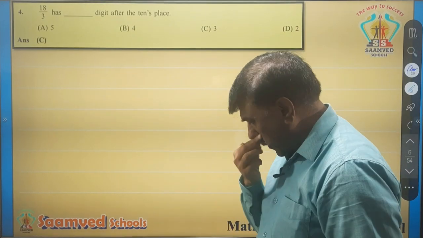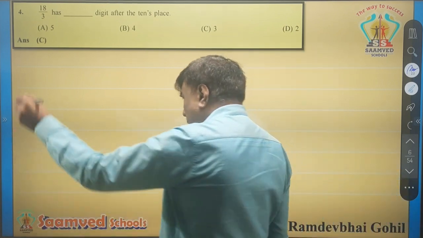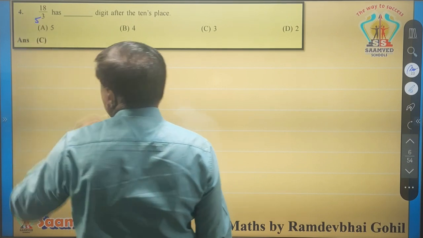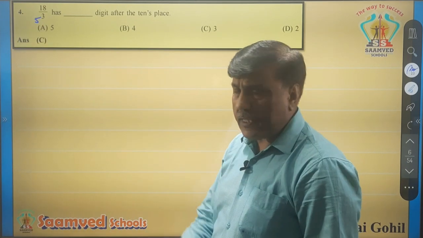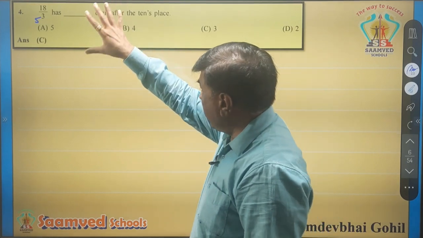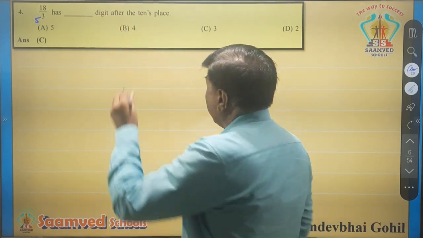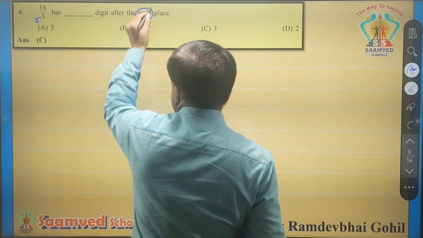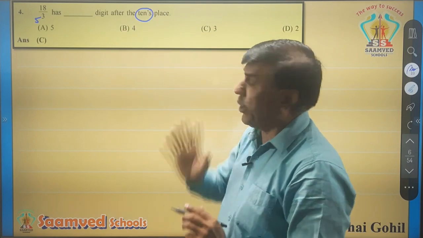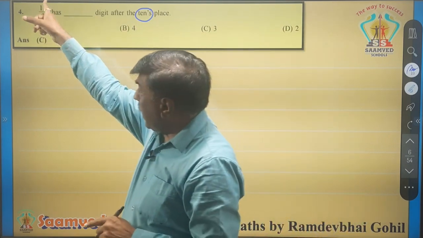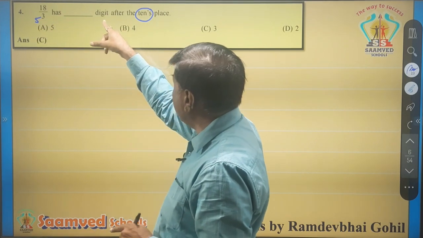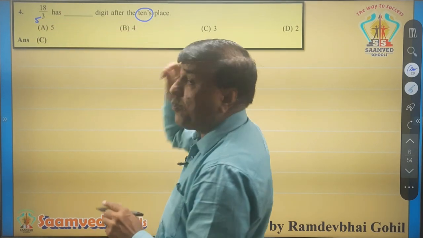Number 4. Friends, there is a printing mistake. 18 upon 5 raised to 3. The question is 18 upon 5 raised to 3 has dash digits after the decimal point, not the tens place. So the question is: 18 upon 5 raised to 3 has dash digits after the decimal point.